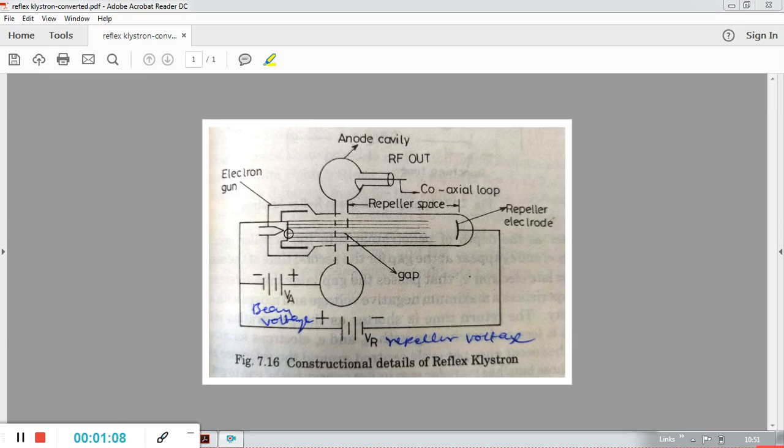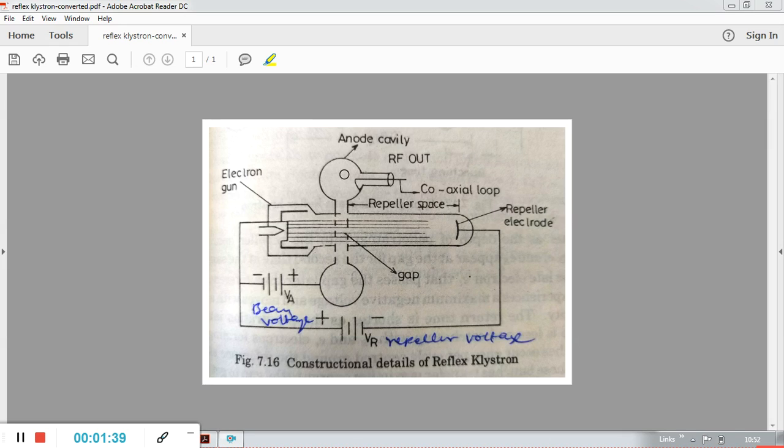The electron beam, after passing through the gap, moves into the repeller space, reflects back by the repeller electrode, crosses the gap for the second time, thus transferring energy into the gap, producing sustained oscillations. Now, let us look at the operation of this reflex klystron.